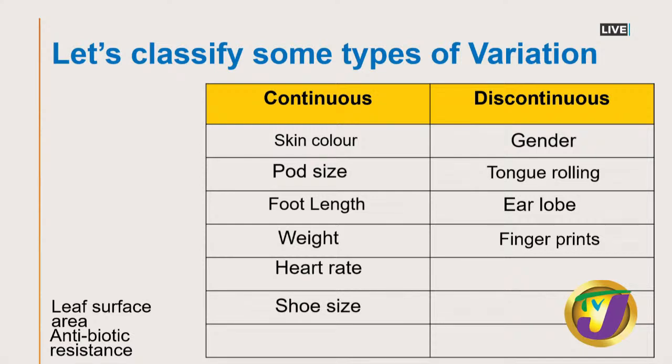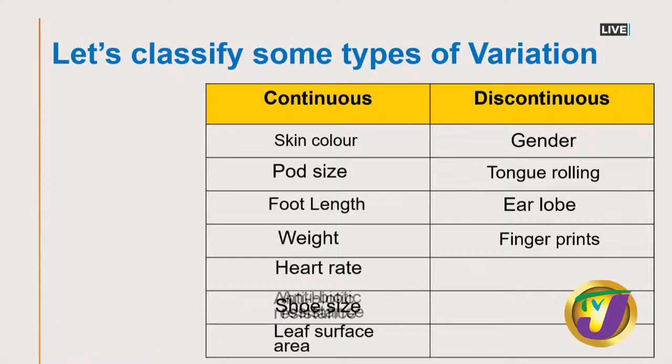What about leaf surface area? So again, we are measuring that. So that would be continuous. And for antibiotic resistance, either you have antibiotic resistance or you don't have antibiotic resistance. And that is also something that is determined by your genes, so it is discontinuous.